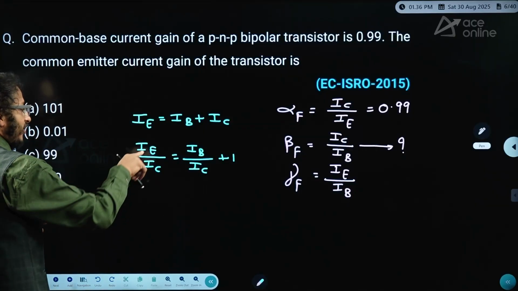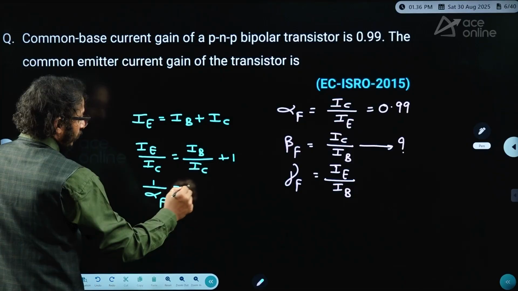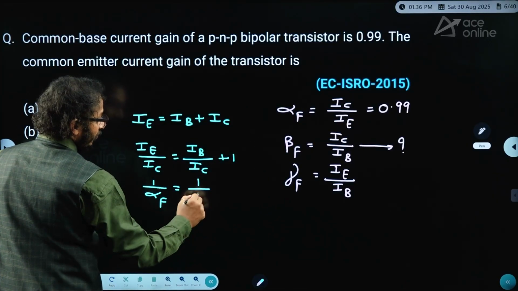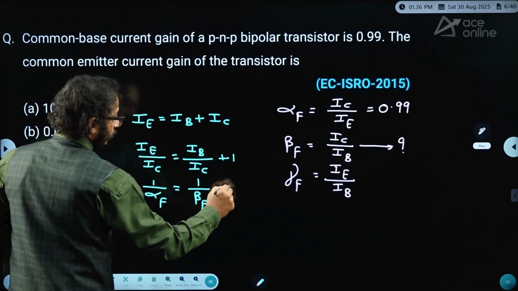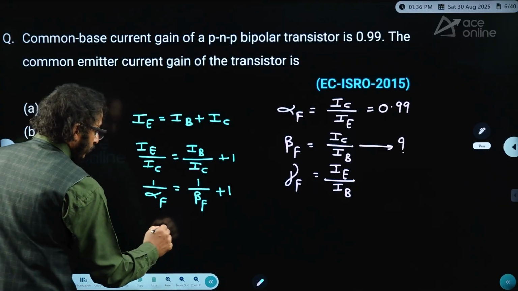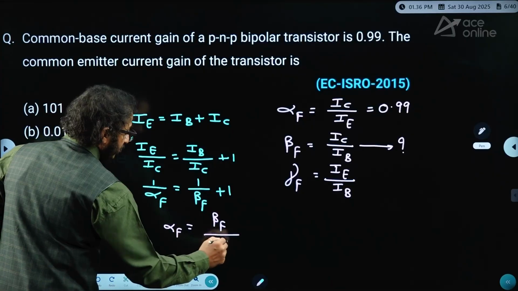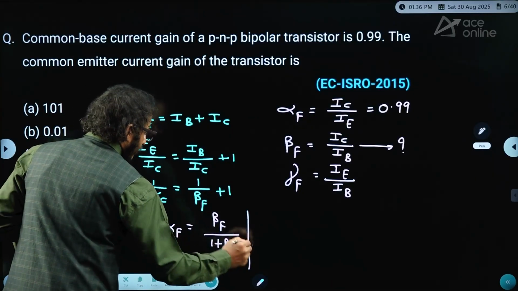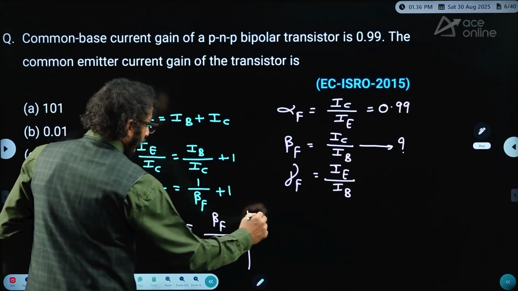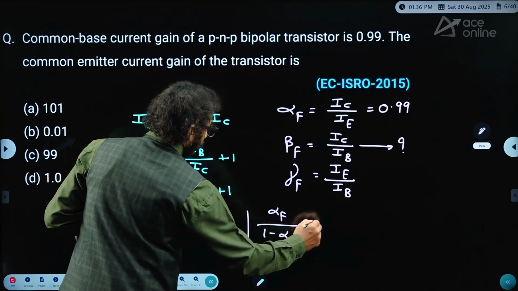Then I am very happy to say IE by IC, which is 1 by alpha F, equals IB by IC plus 1, which is 1 by beta F plus 1. That's it. True or not? Therefore, from here, alpha F is simply equal to beta F by 1 plus beta F, or simply, alpha F by 1 minus alpha F equals beta F.